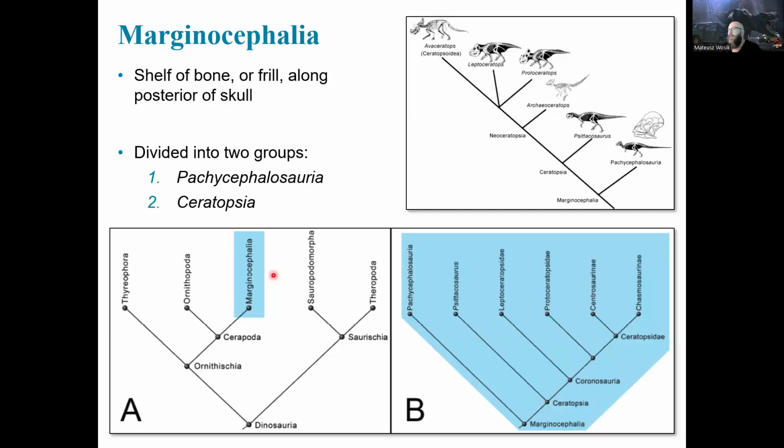All right, moving on, we're going to now move into the group called Marginocephalia, which is the third major group within Ornithischia. So that's what we're seeing here. And this is divided into 2 other smaller groups, called the Pachycephalosaurs and the Ceratopsians. So we're going to look at those 2 individually because that's what's going to allow us to actually identify between these 2 major ones.